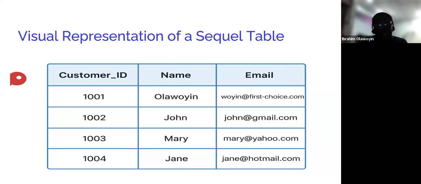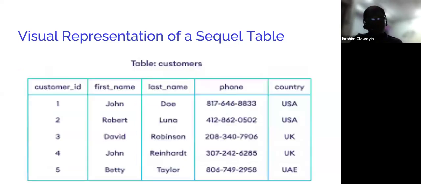While the data entries, the records, are the what? They are the rows. In this case, 1001, 1002, Mary, Jane, Jane at hotmail.com, John at gmail.com. All these are what? Records. And they are also referred to as rows. Right? So I believe this makes a lot of sense.